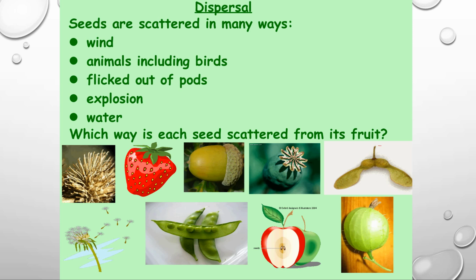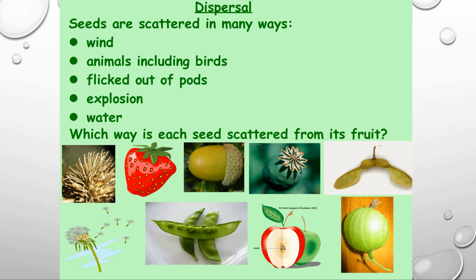But also, animals can transport seeds on their fur. So this here is called burdock, okay? And burdock has got lots and lots of hooks on it. And the hooks will attach to the animal's fur, a bit like Velcro, okay? And so the animal may transport this seed for a while, and then it might fall off of the animal somewhere else.